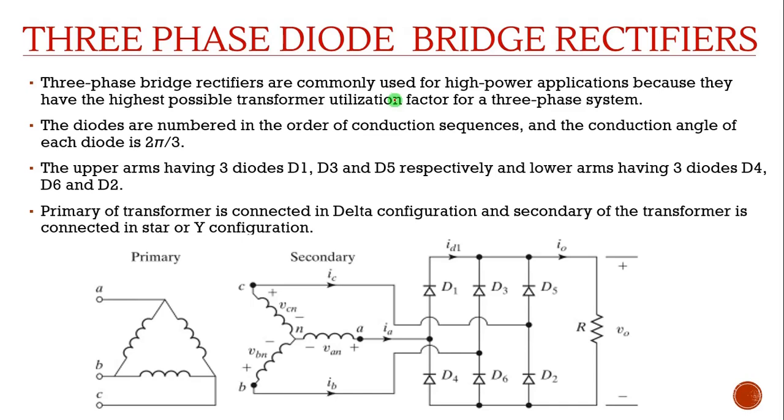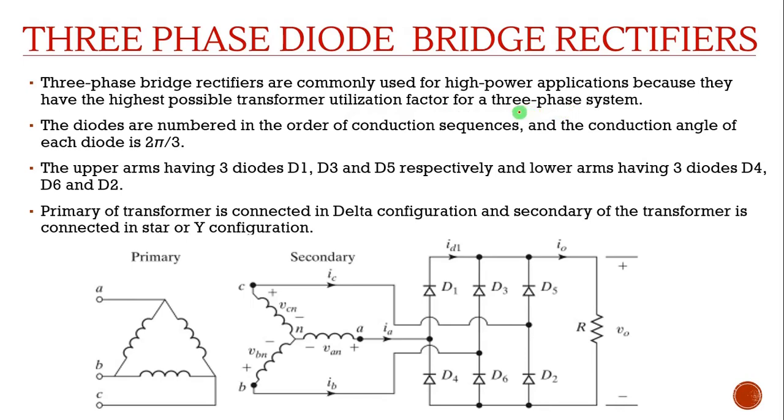So, welcome you all. In the last class, we studied three-phase half-wave rectifier circuits, and in this class, we are going to discuss three-phase diode bridge rectifiers. Three-phase diode bridge rectifiers are commonly used for high power applications because they have the highest possible transformer utilization factor for a three-phase system.